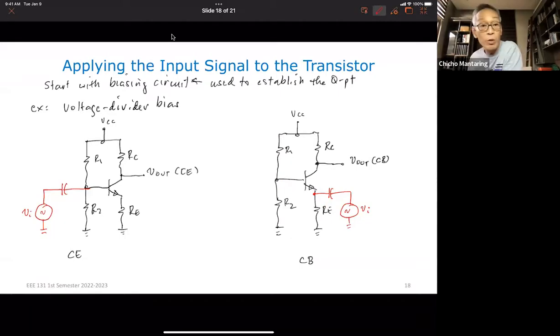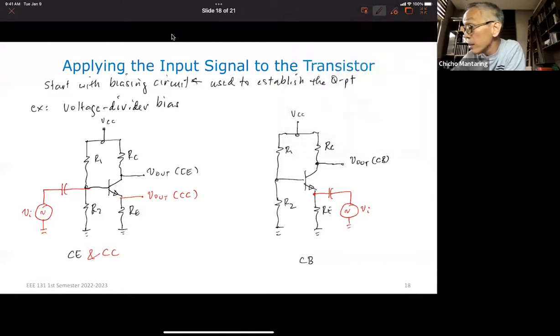Now, what about the common collector? Okay. My common collector, I still apply the input to the base, but now my output will be here. So this is my output for my common collector. So this is for the common emitter and the common collector. Okay. So this is for the voltage divider bias circuit.